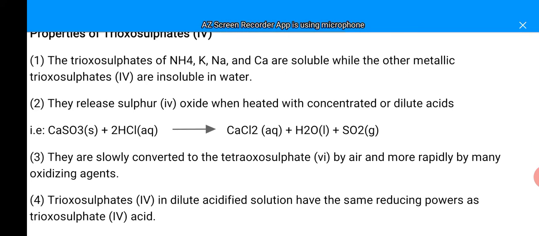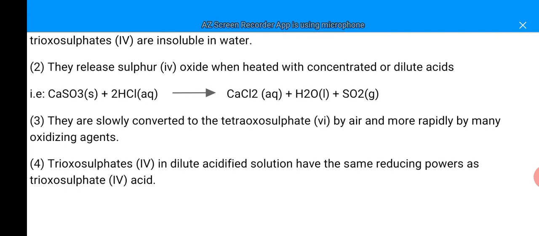Number 3, they are slowly converted to the tetraoxosulfate 6 by air and more rapidly by many oxidizing agents. Number 4, trioxosulfates 4 in dilute acidified solution have the same reducing power as trioxosulfate 4 acid.